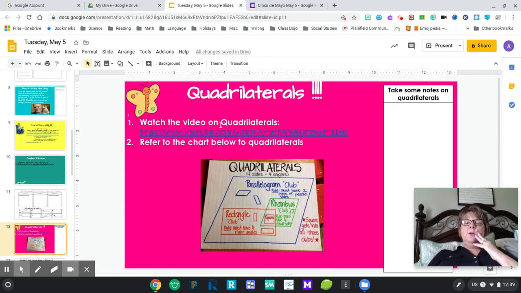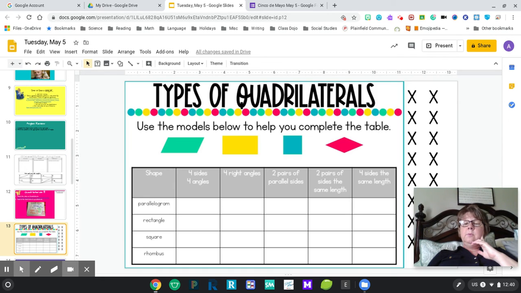Then you're going to watch my video on quadrilaterals. Refer to this chart right here down here. You will see some overlapping. This is very important that you pay attention to this. Okay. Then you're going to complete this chart. You're going to drag these X's over. If a parallelogram has 4 sides, 4 angles, you're going to drag that X over here. If it has 4 right angles, you're going to drag that X over here. Okay, so you're just going to classify them.